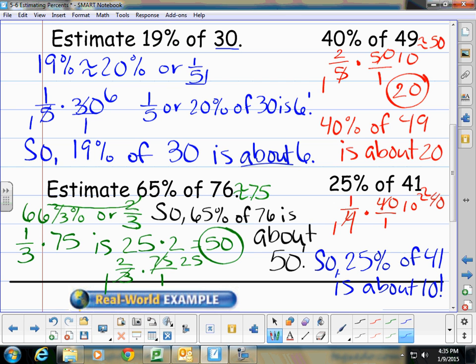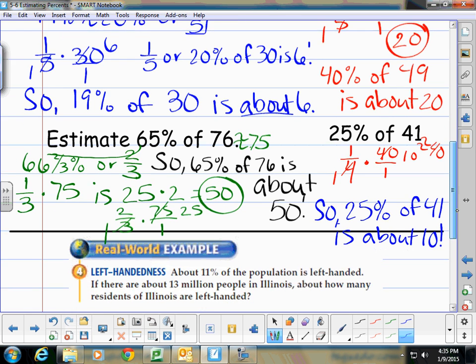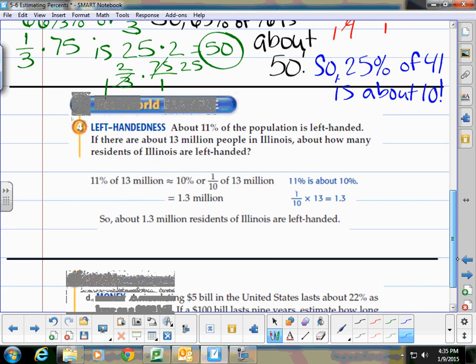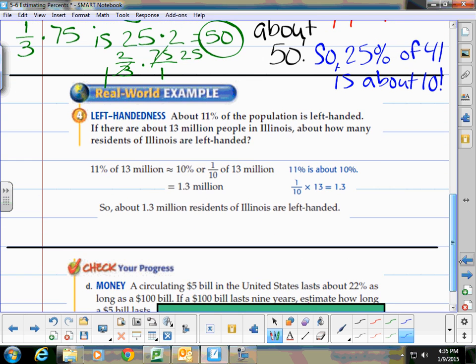These fractions and these percents are helping us so much, and we're going to be awesome in our daily lives here. All right, so here we have this question on example 4 about a word problem. Using this in word problems and using this to estimate, you don't need an exact number. So about 11% of the population is left-handed. If there are about 13 million people in Illinois, about how many residents of Illinois are left-handed?